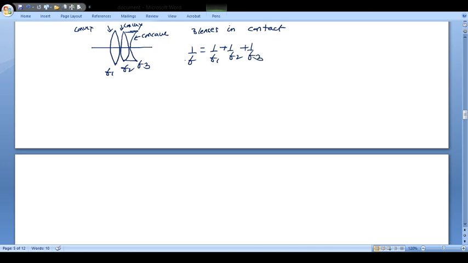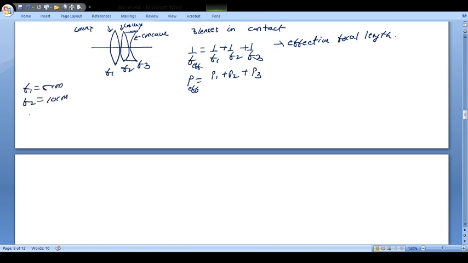This is your effective focal length. Now what will be effective power? See, reciprocal of focal length, this is f effective, right? So effective power will be P1 plus P2 plus P3. Now see here, if I say f1 is 5 centimeter, f2 is 10 centimeter, and f3 is, let us suppose, minus 2 centimeter.